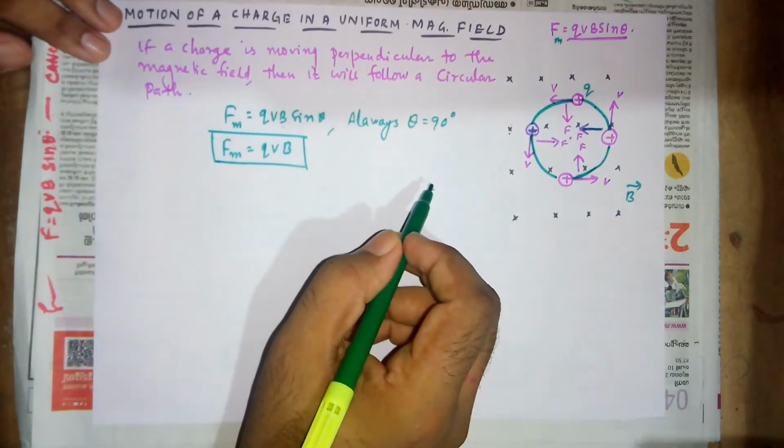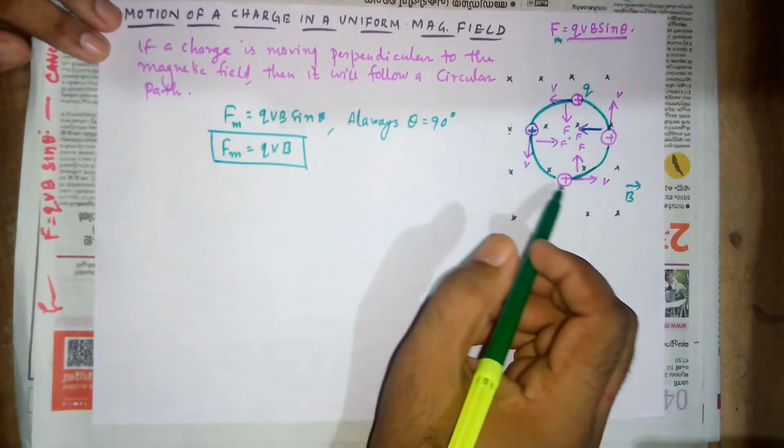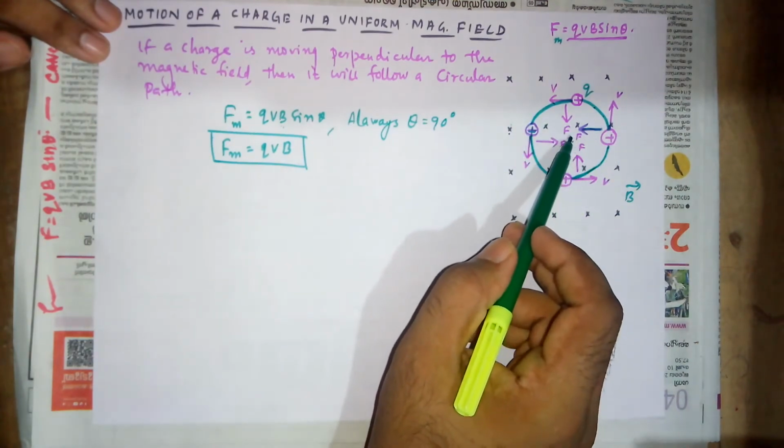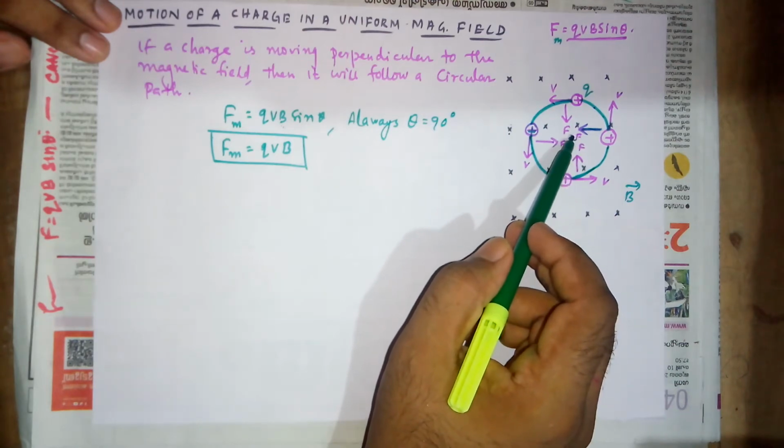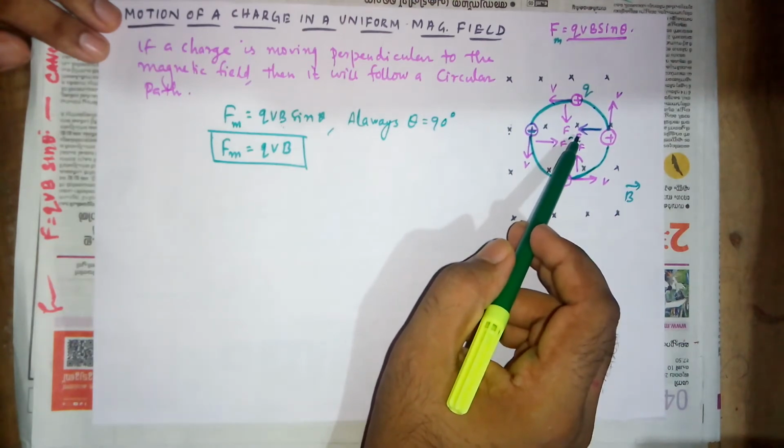Now you see, as the particle is moving in a circular path, there will be a centripetal force towards the center, right? Centripetal force is the force experienced towards the center of any circular motion.